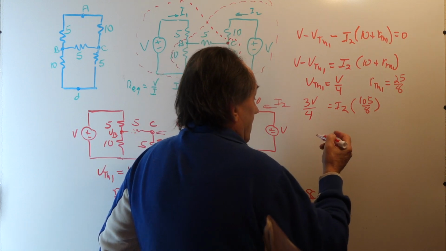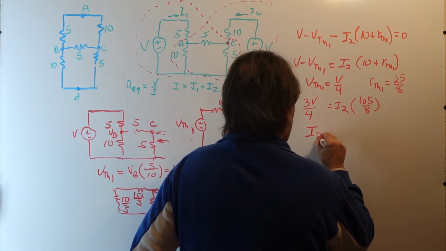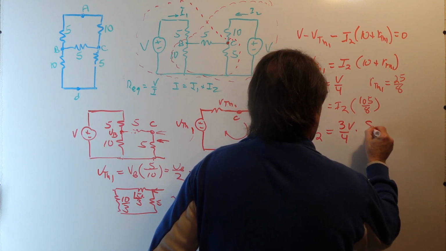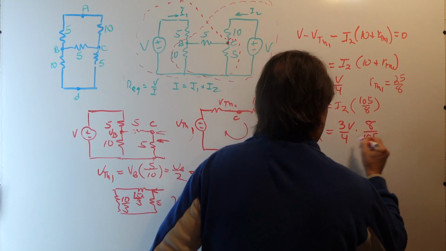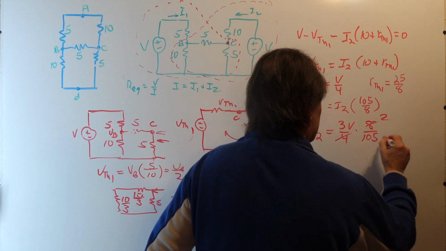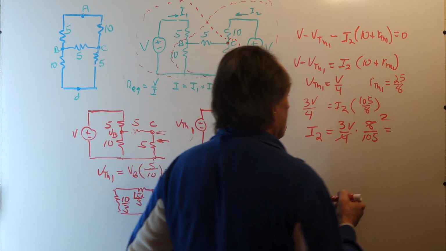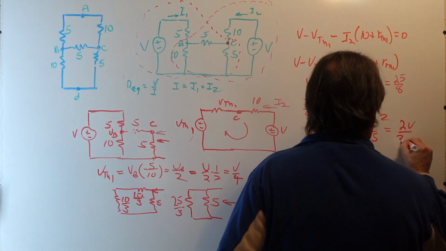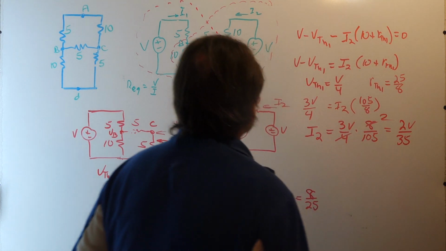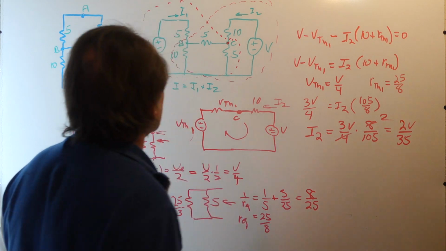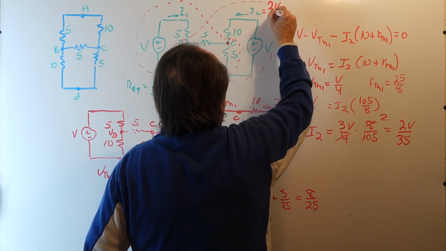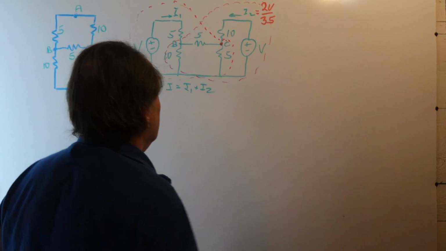Now, I2 then is 3V over 4 times 8 over 105. 4 goes into 8 twice. 3 goes into 105 35 times. So we have 2V over 35. So that's our I2. I'll write that up here. This is 2V over 35.